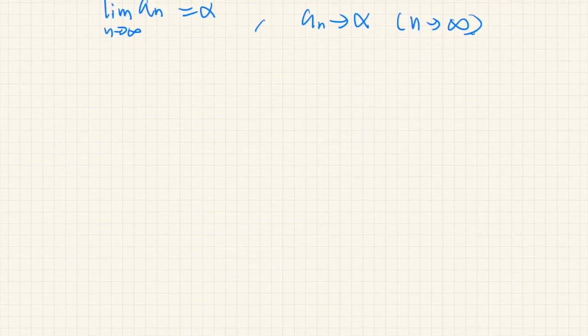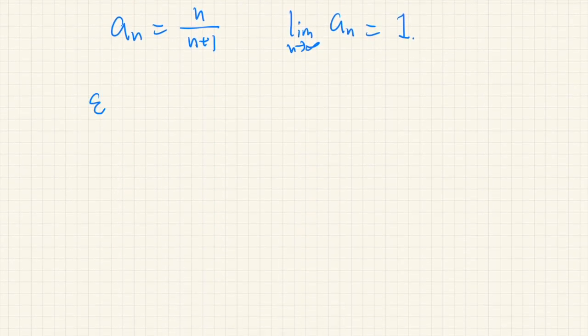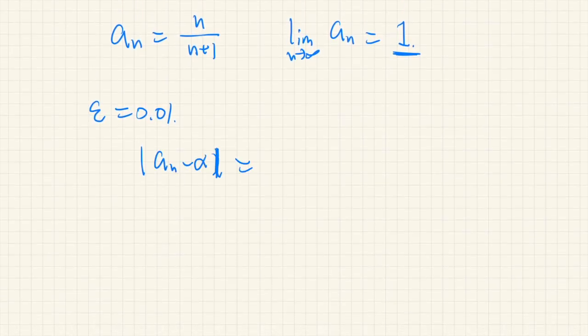Let's see an example. Consider a sequence defined by an equal to n over n plus 1. And we can show that this sequence has a limit, or it converges, and the limit is 1. Let's see this in the context of this definition. Epsilon can be any positive real number. So let's say epsilon is 0.01. If 1 is the convergent value, then an minus alpha will be n over n plus 1 minus 1. Can we make this less than epsilon by taking large enough n? So how do we do that?